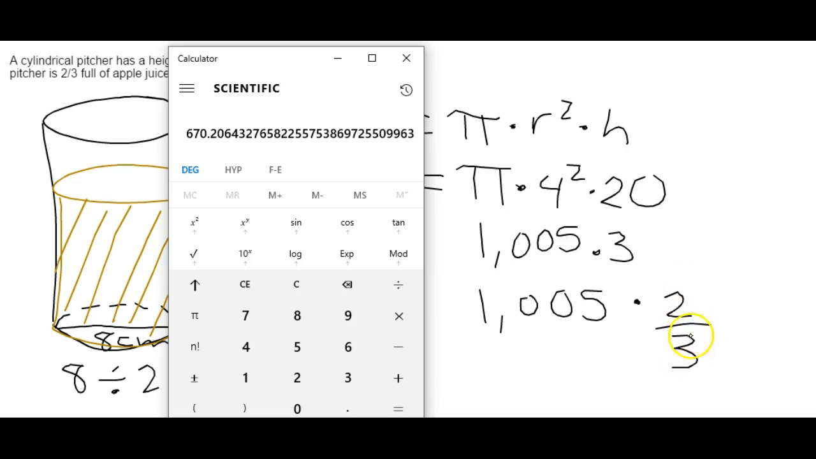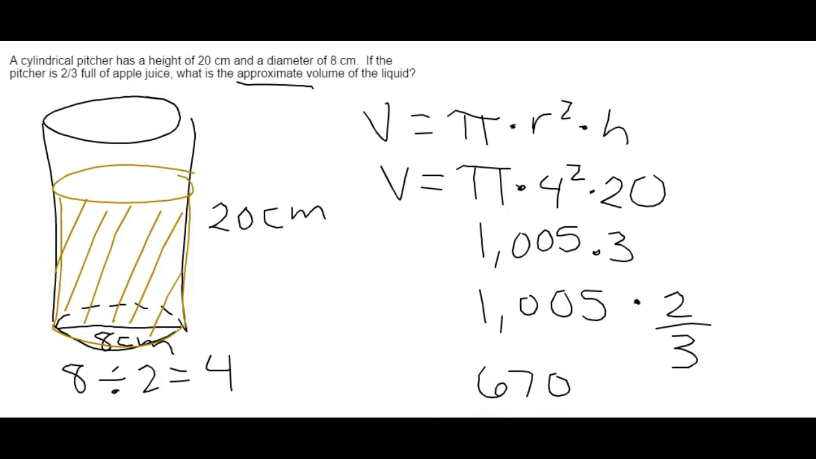Remember that fractions are just division problems. This bar is saying you're really doing 2 divided by 3. So 1005 times 2 divided by 3 is 670.2. Again, if we approximate to the nearest cubic centimeter, sorry, centimeters in this one, that's 670 centimeters cubed.